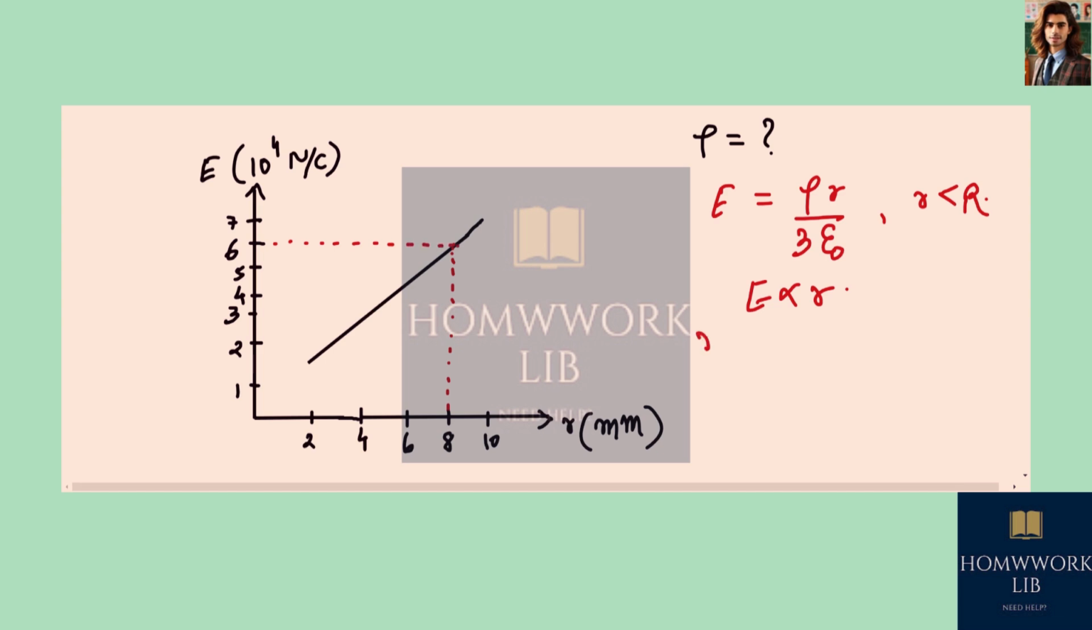So what do we observe? That when r is 8 millimeters, so in terms of SI unit, let's use 8 times 10 to the power minus 3 meters, the value of electric field here would be 6 times 10 to the power 4 newtons per coulomb. So let us use these two values of E and r in this equation to get the value of rho here.